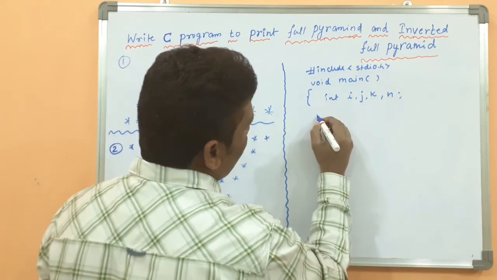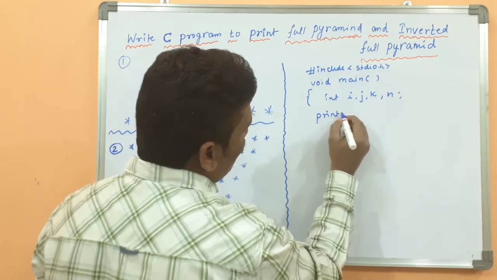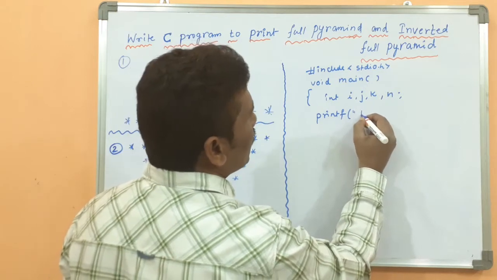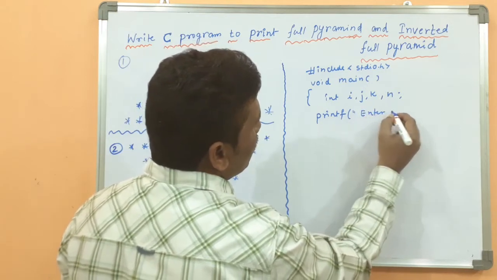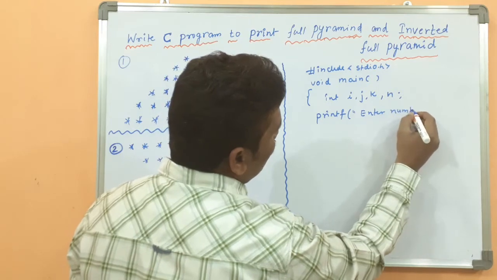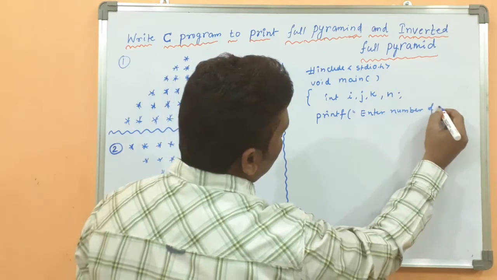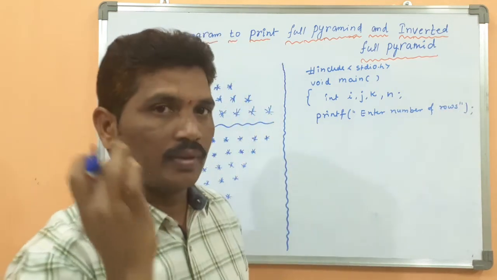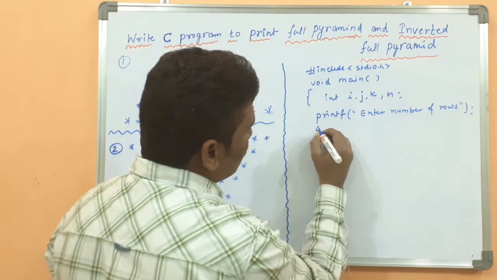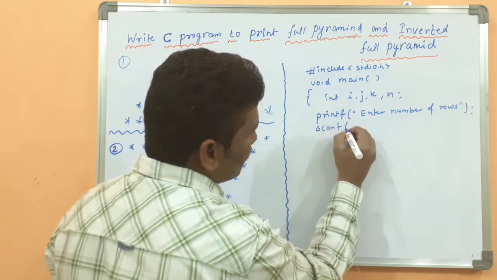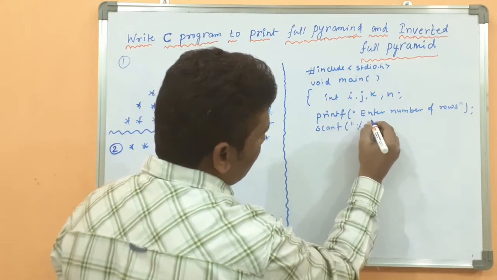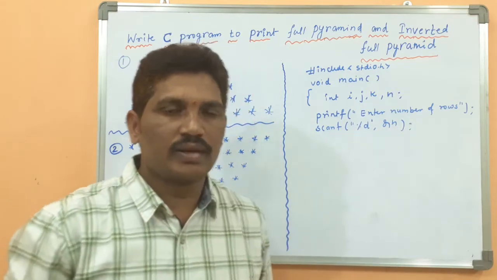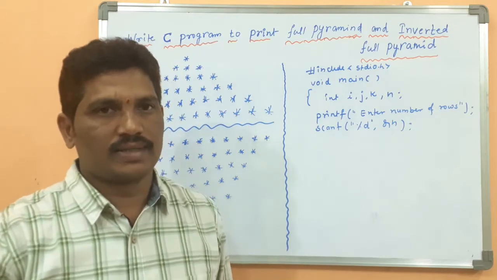Printf: how many rows do you want? Printf: enter number of rows. Then you can read the value using the scanf function, with the address of n. You know this syntax is used to read a value from the input device.